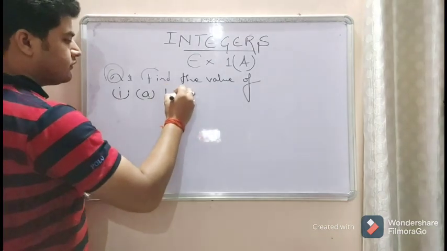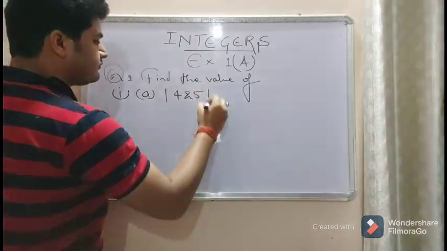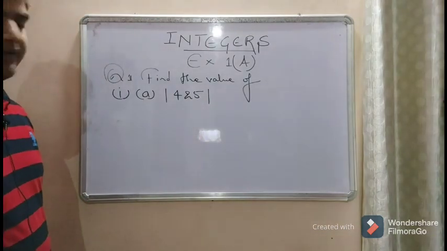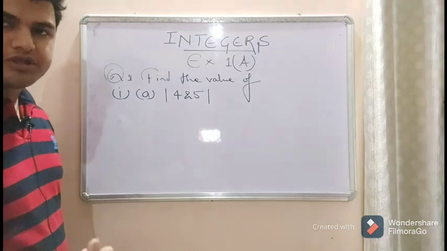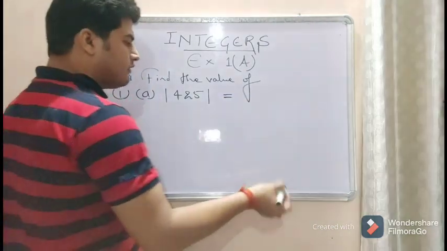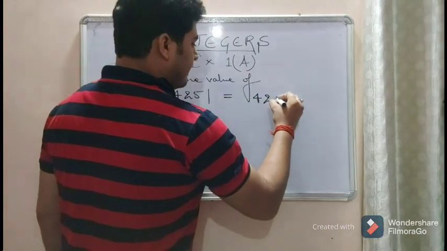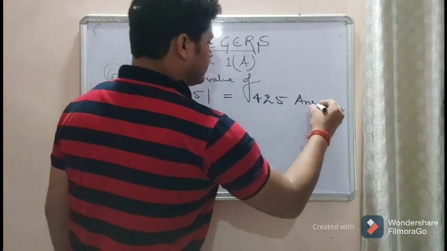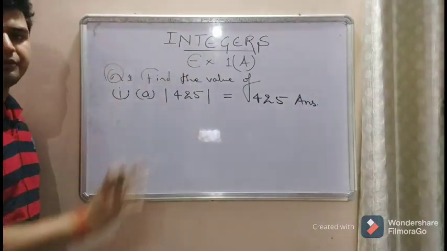it is saying mod of 425. So 425 is already positive. What will be the positive form of this number? It will be the same number. So 425 is going to be the answer, because mod makes the number positive.